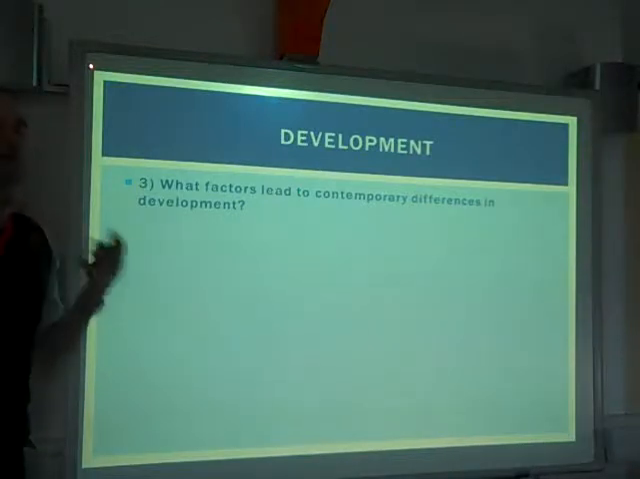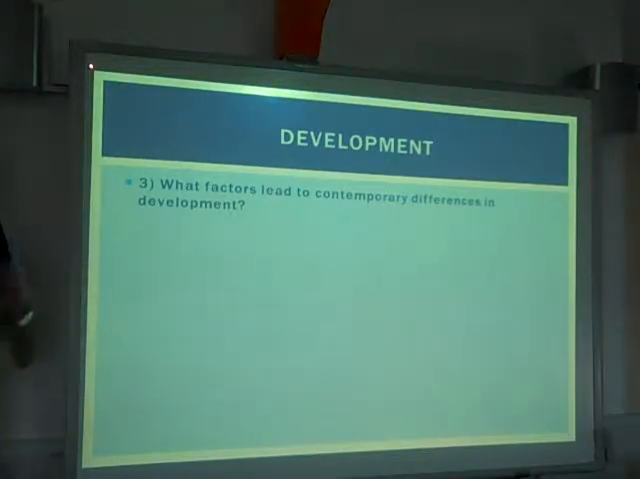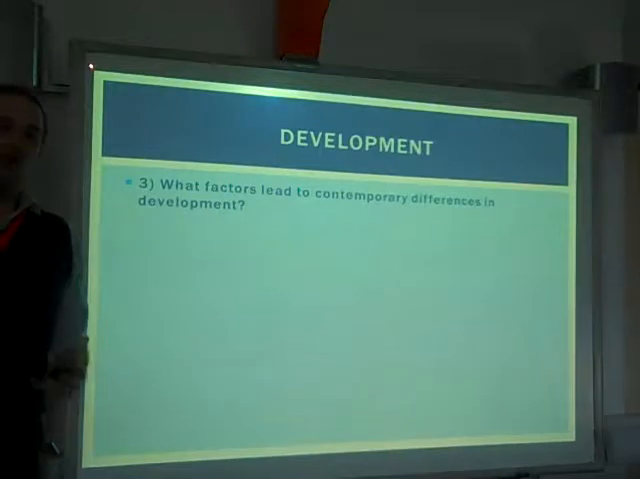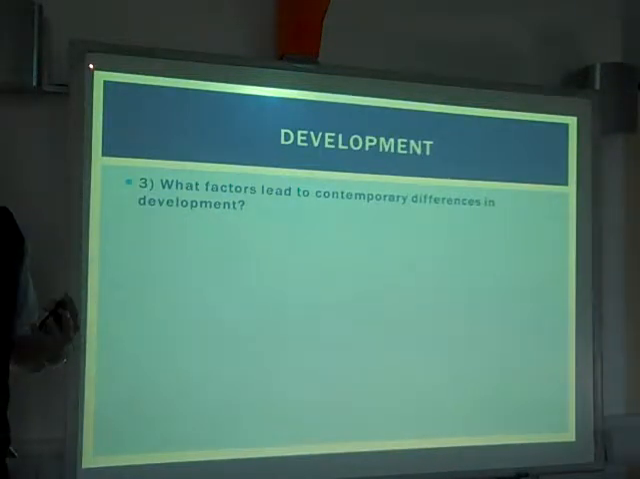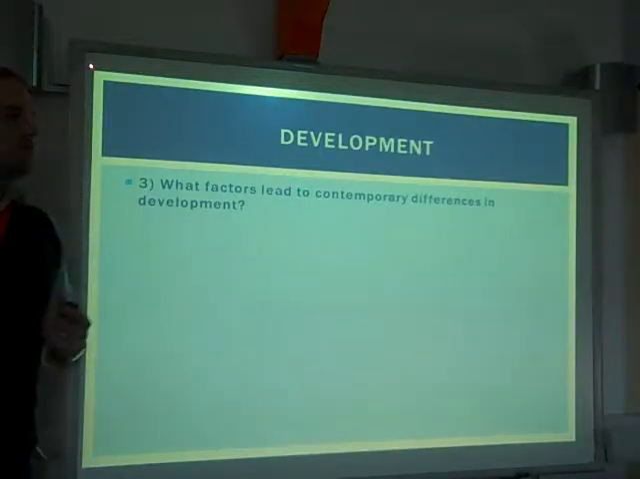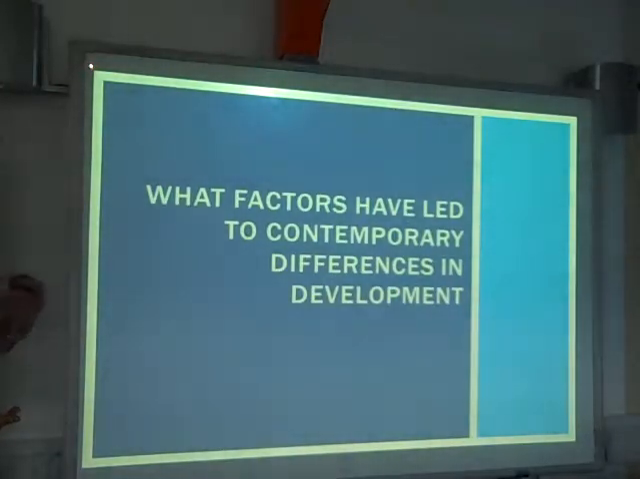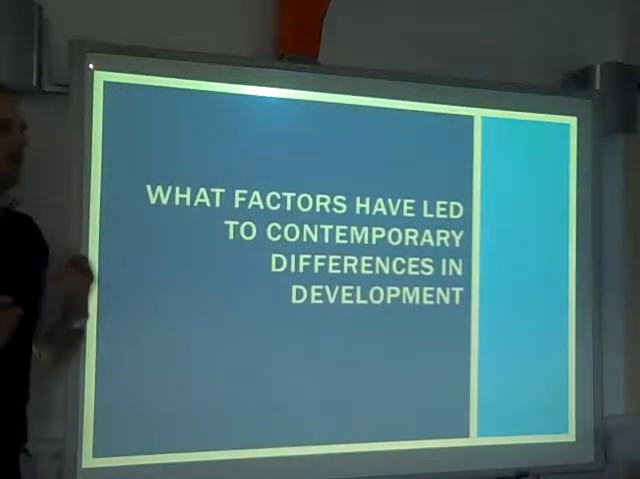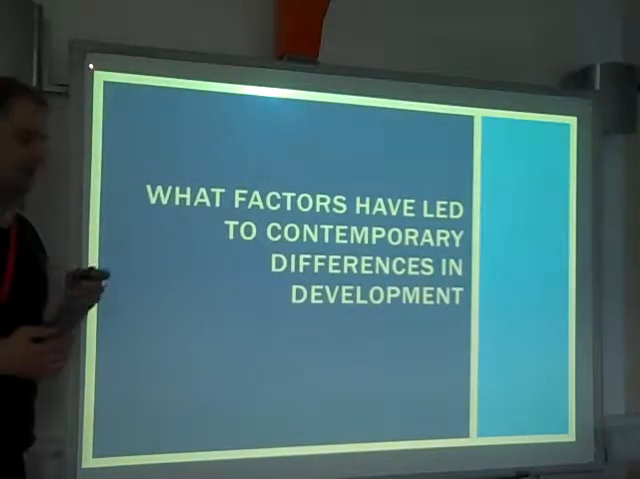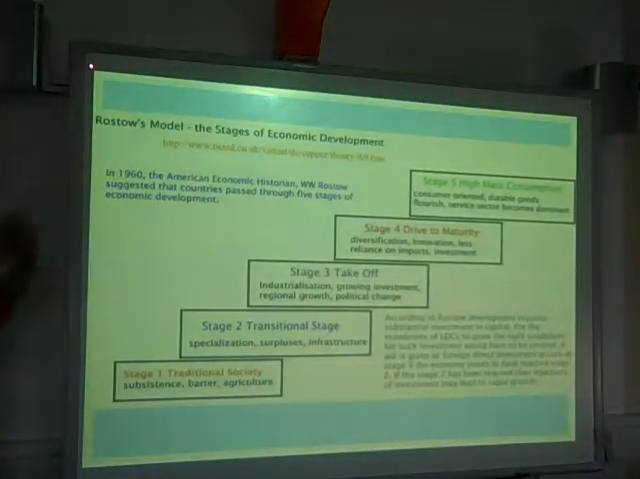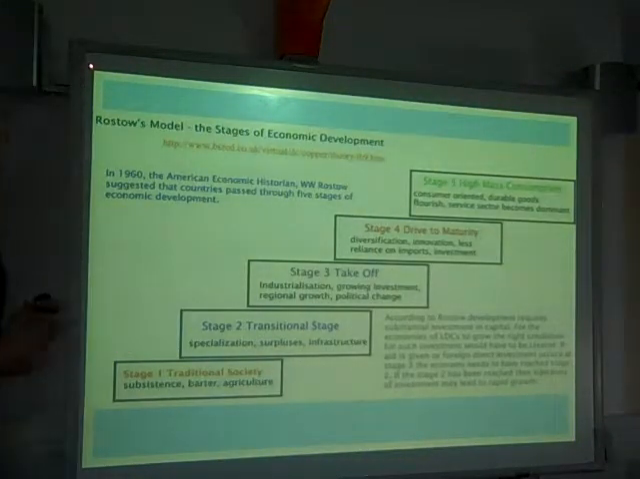So for example, have there been previous trade blocs? Has there been access to fair trade? What is the system of government? How and when has industrialisation happened? So, moving on away from factors that have led to contemporary differences and onto a model.